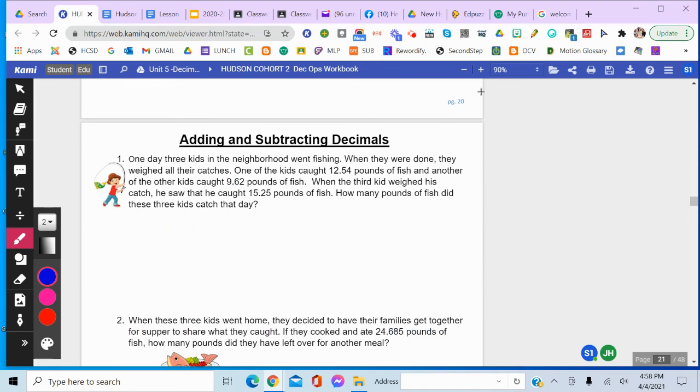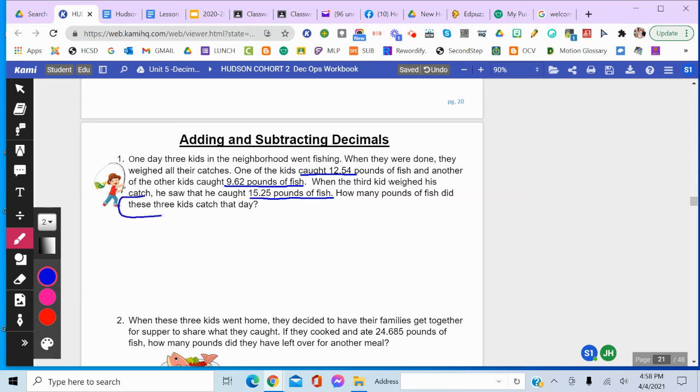So the first one says, one day, 3 kids in the neighborhood went fishing. When they were done, they weighed all their catches. One of the kids caught 12 and 54 hundredths pounds of fish, and another one of the kids caught 9 and 62 hundredths pounds of fish. When the third kid weighed his catch, he saw that he caught 15 and 25 hundredths pounds of fish. How many pounds of fish did these 3 kids catch that day?